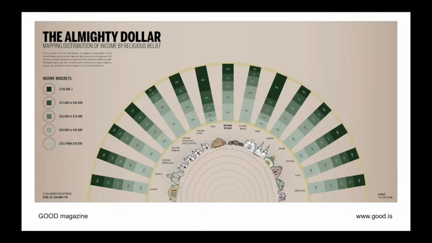Mapping distribution of income by religious belief. And so looking at different religious groups and then income from less than $20,000 all the way to $100,000. And we can see graphic intensities in a couple of the different groups here versus others.